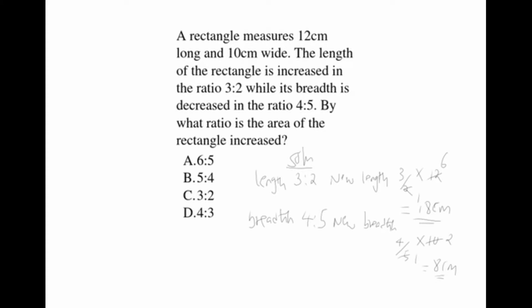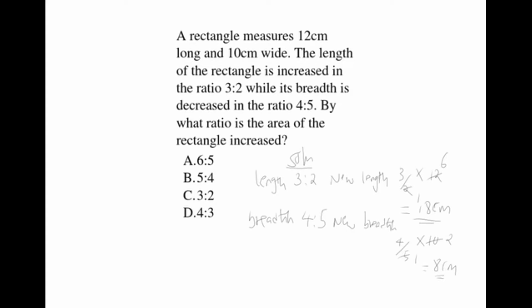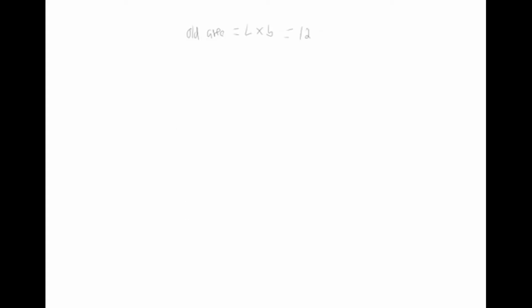So we have to calculate, because we have been asked about the ratio in which the area was increased. So we have to calculate the old area. The old area is given by length times breadth. So this one will be 12 times 10, which will give us 120 centimeters squared.